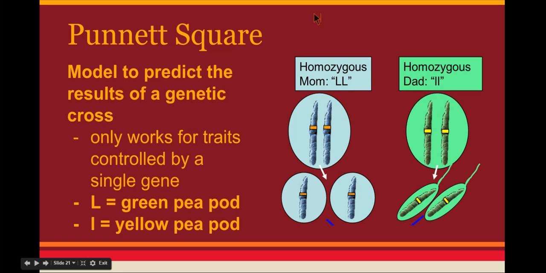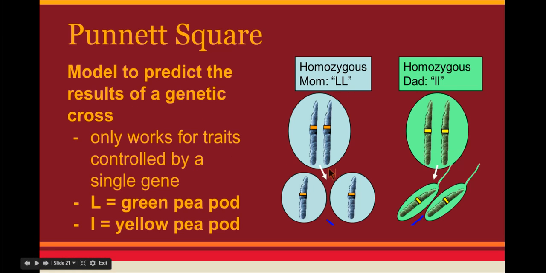The way that we model simple Mendelian inheritance is by using a tool known as the Punnett square. The Punnett square is a model to predict the results of a genetic cross. There are a lot of misconceptions about what a Punnett square tells us, but a Punnett square only works for Mendelian genetics. So it only works when there is a single gene that controls a trait. You cannot use a Punnett square to figure out what the color of someone's skin will be because there are so many genes that control that. It only works for traits where there's one gene that controls them.